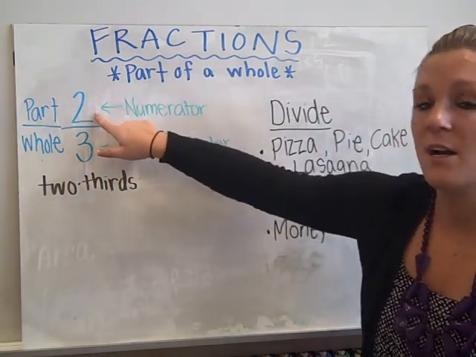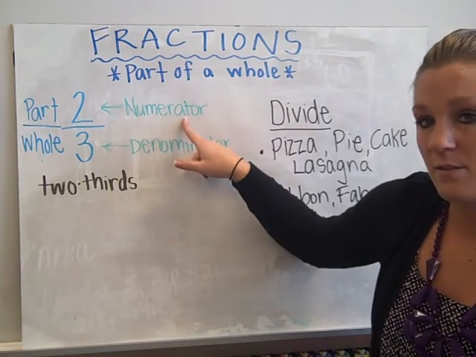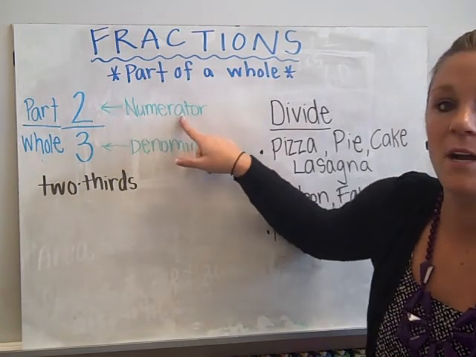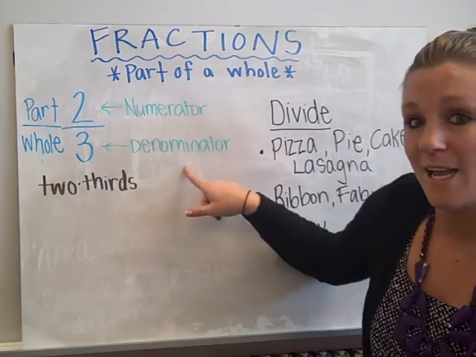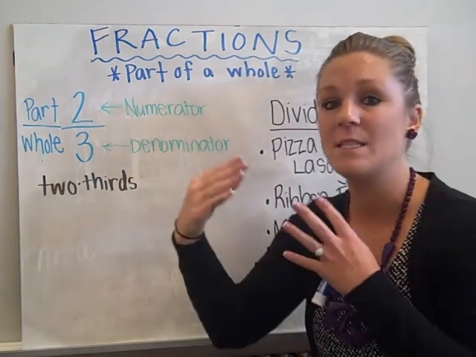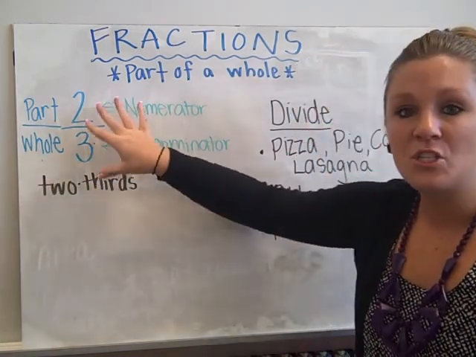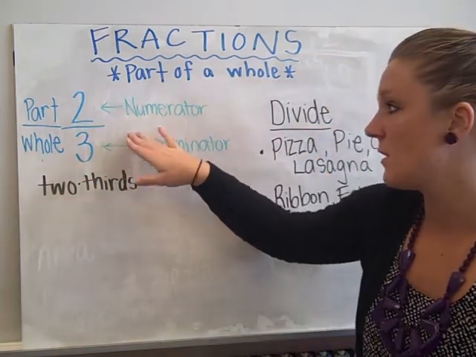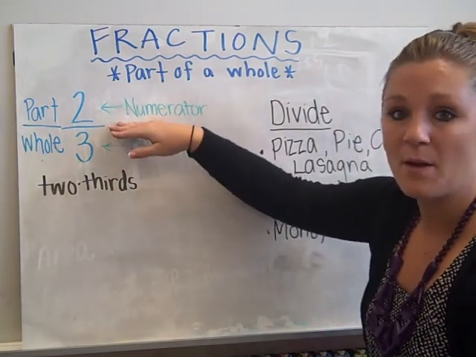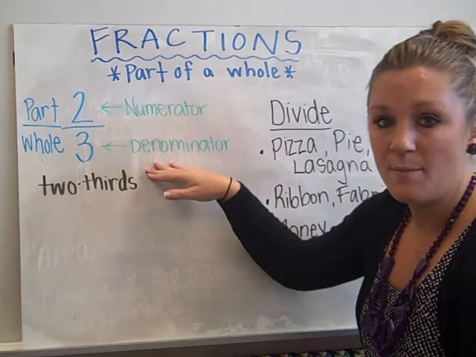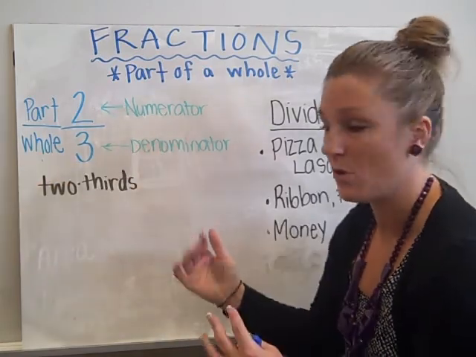What I call my part, or the top number in a fraction, is called my numerator. Okay, it's just telling me this is the part I'm looking at. The bottom number, or the denominator, is telling me how many pieces I have in all, or my total, the whole. Okay, so be sure you can identify these words and what they mean. So numerator is the top number and it means the part. Denominator is the bottom number and it's telling you how many pieces you have total.